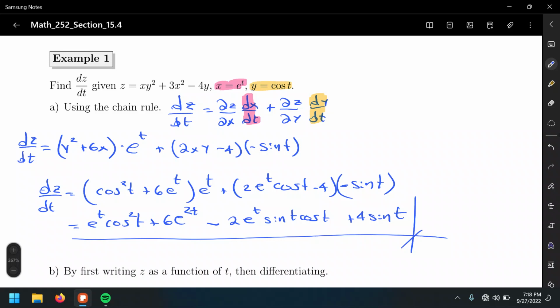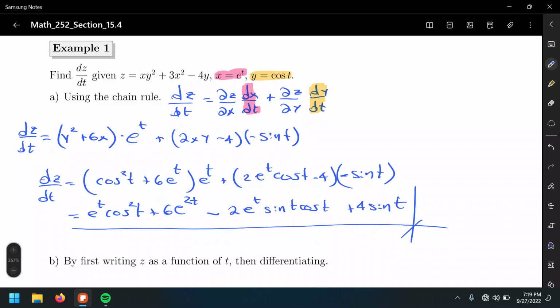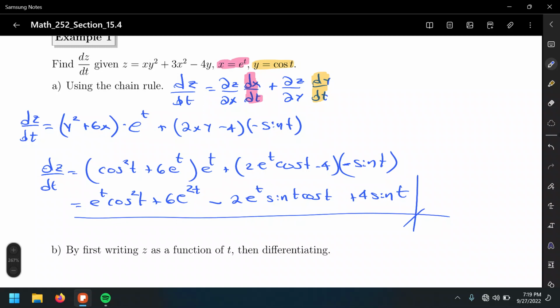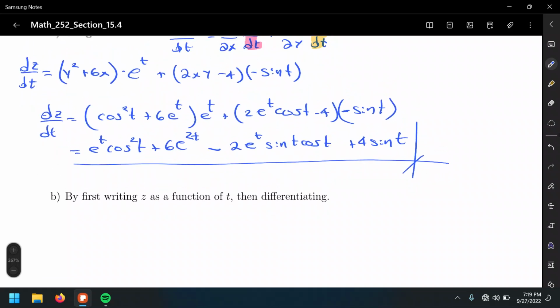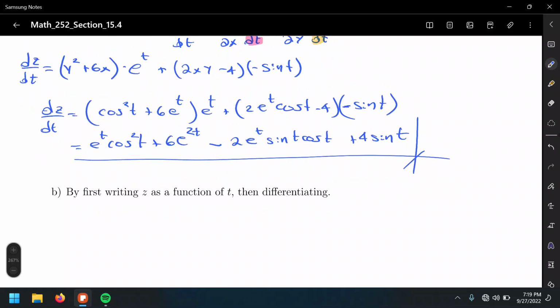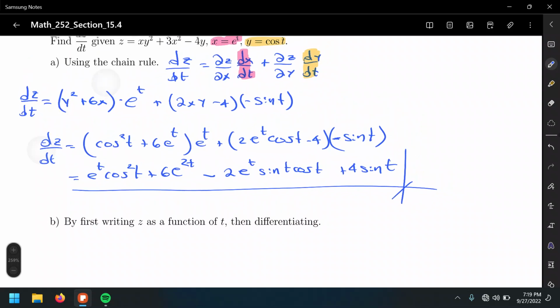And the other way is by writing the function z as a function of just t. In this case, we would be substituting these x's and y's where it corresponds on the original function to create only a single variable function. So using the chain rule, what we do is take the partial derivatives and the ordinary derivatives on the original, put it together, and in the end substitute for x and y. This time, by first writing z as a function of t, we do the substitution first and then differentiate. So let's see how we go about that.